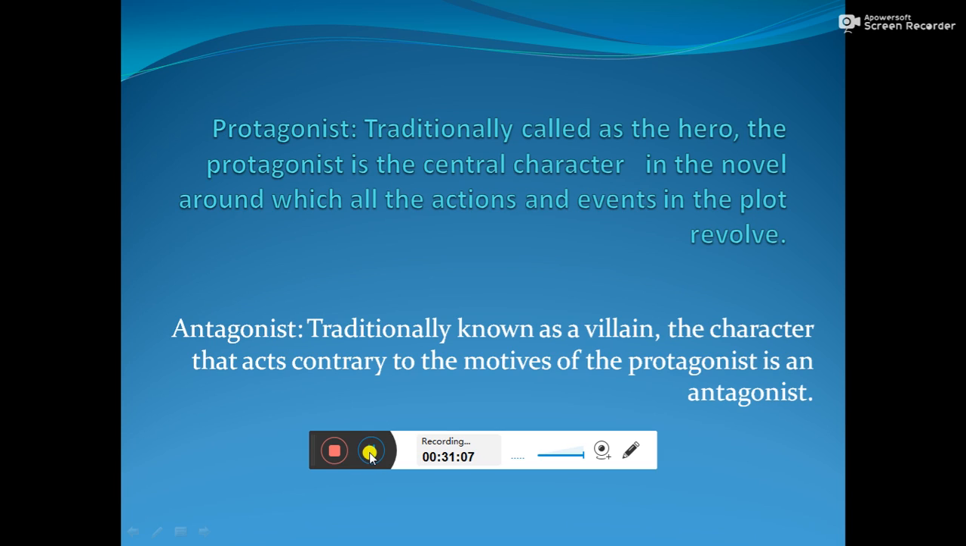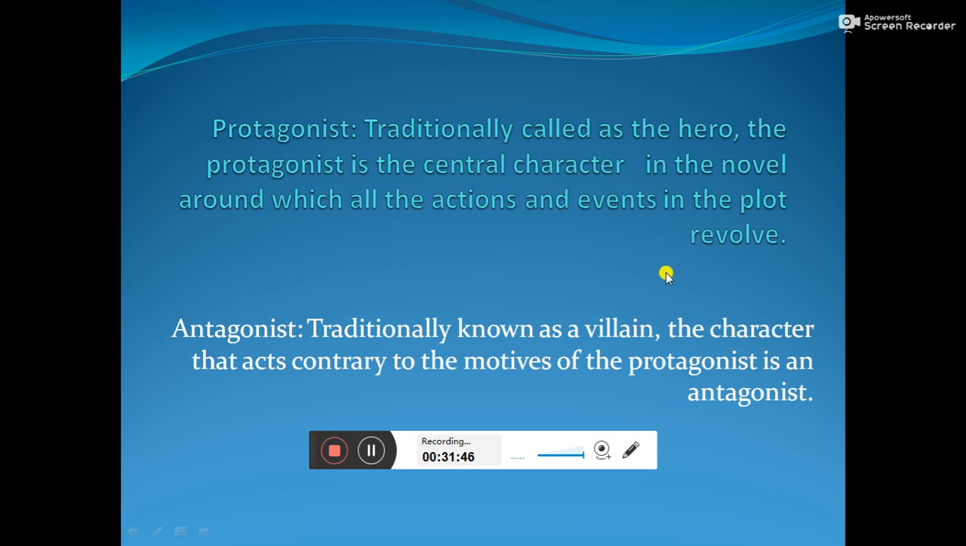Now here you say other categories, that is protagonist and antagonist. Protagonist was traditionally called the hero, but now it is called the protagonist, who is the central character in the novel, and around such a character all the actions and events in the plot revolve. Whatever this central character called protagonist does, everything happens around him. Because of his actions, other actions take place.